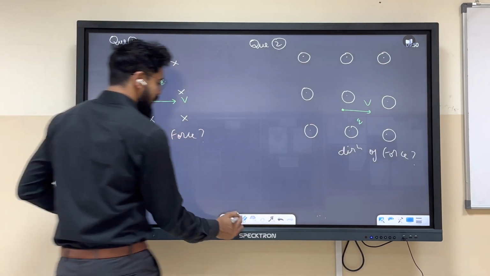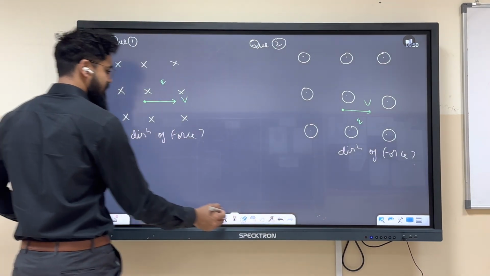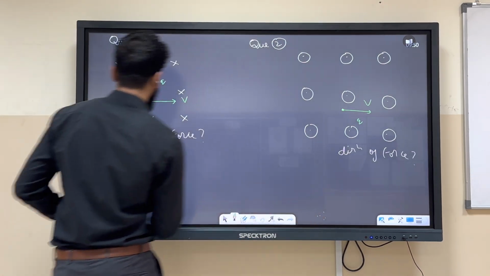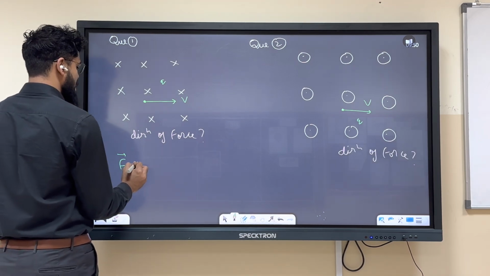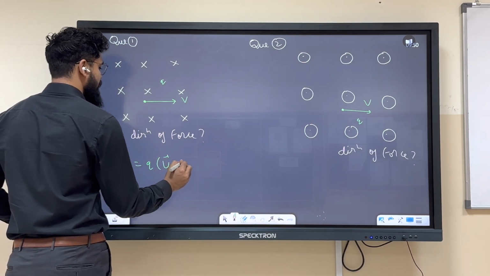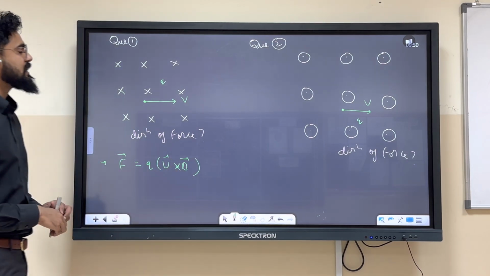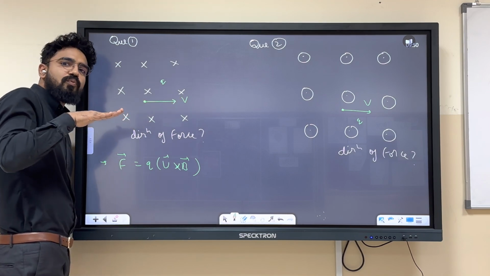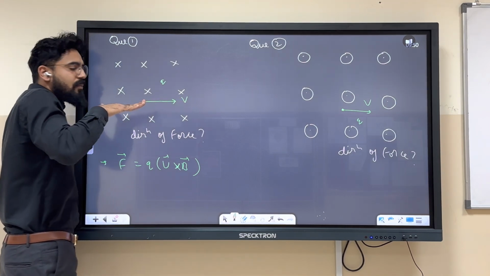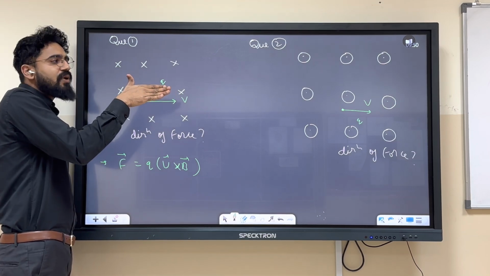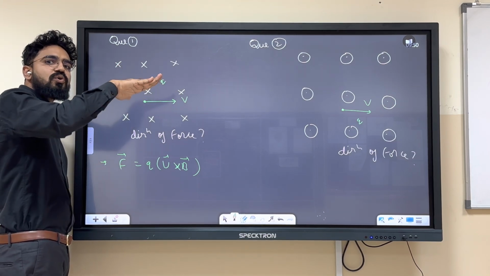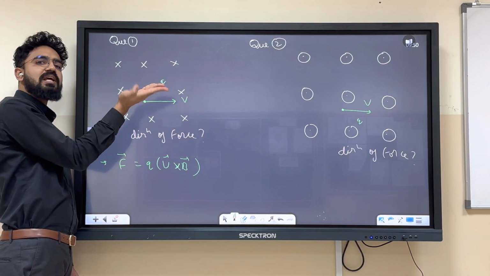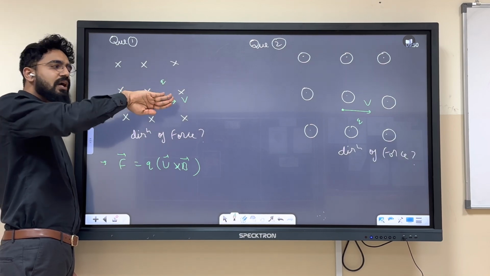We all know that force is nothing but Q into V cross B. Force equals Q into V cross B. Look carefully. Firstly, you have to move your hand in the direction of V and curl the fingers. You can move in any direction. Now you have to fix the direction of this hand. Because V is in this direction, I can move in any possible direction.